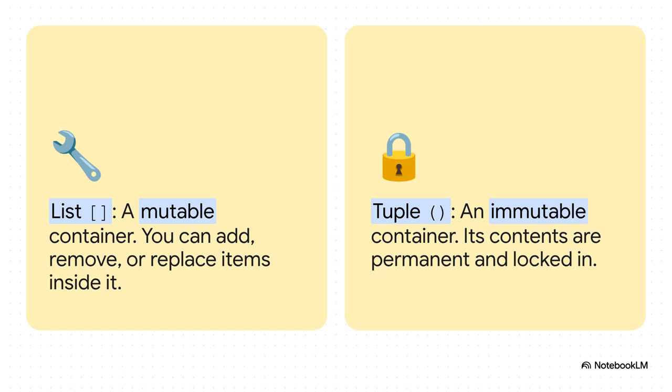And that brings us to the two main characters in our story. You've got the list with its square brackets. That's Python's go-to mutable container. And then you have the tuple with its parentheses, the classic immutable one. One is literally designed to be changed, and the other is designed to be permanent.